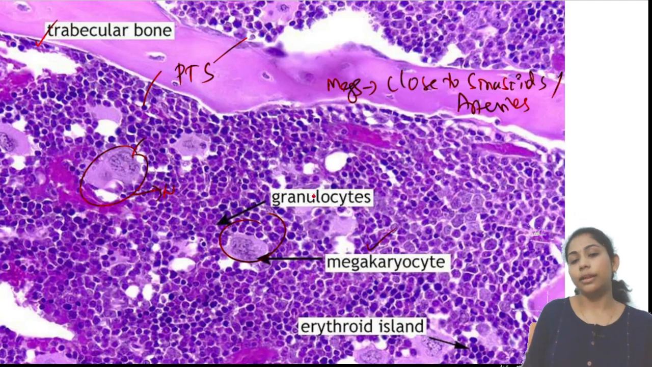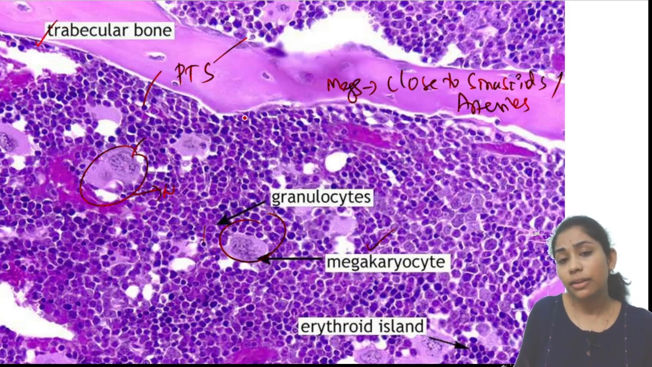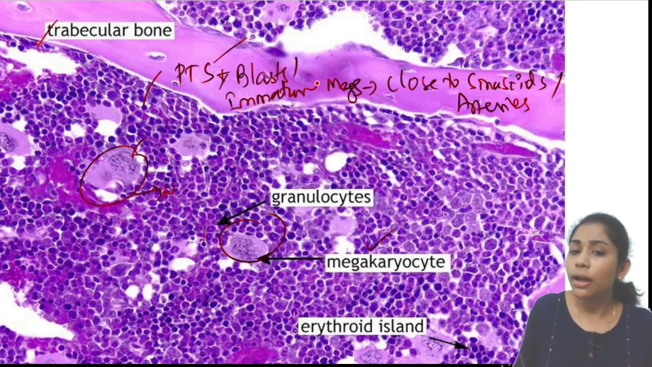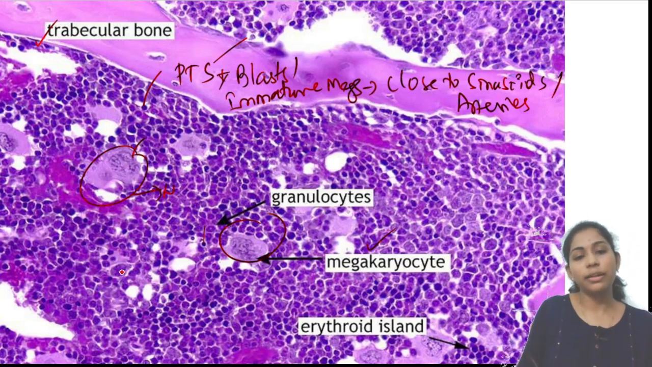So one is done. Then the granulocytes. The maturing granulocytes and all will be seen. In the paratrabecular space, what cells will be there? All the blasts or immature cells. It can be myeloblast, erythroblast or megakaryoblast, but all the blast cells will be located in the paratrabecular space in this region. And as they mature, they will come towards the center.